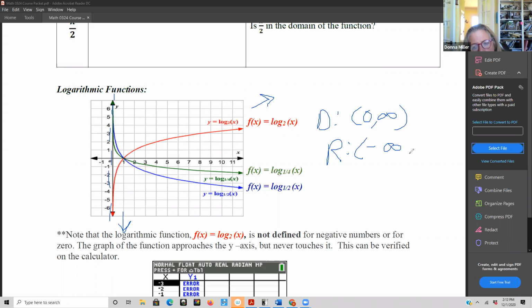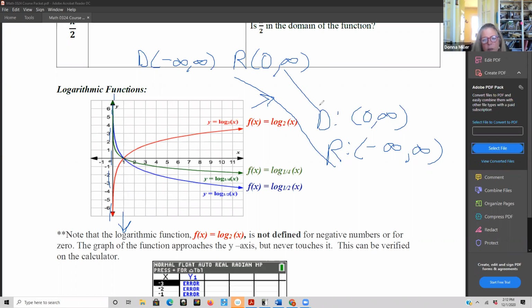So if you compare that with the exponential that we had up here, the domain was negative infinity to infinity, and the range was 0 to infinity. So basically what happens is the domain and range just flip-flop. The domain and the range, they flip places. There's a reason for that. When you take inverse functions, you switch y and x, and that's why the domain and range change. But that's beyond probably what you need to know.